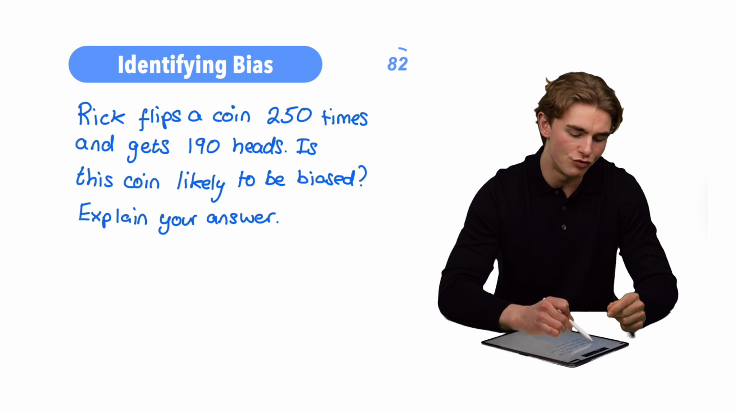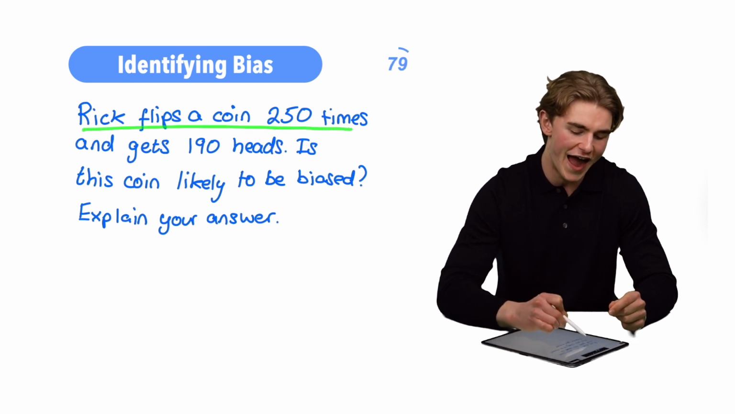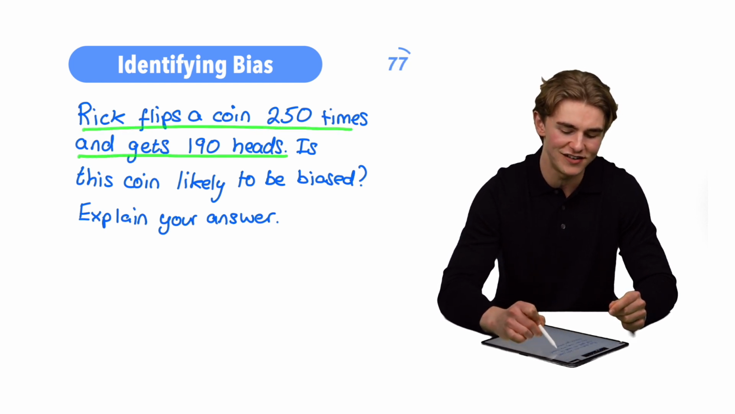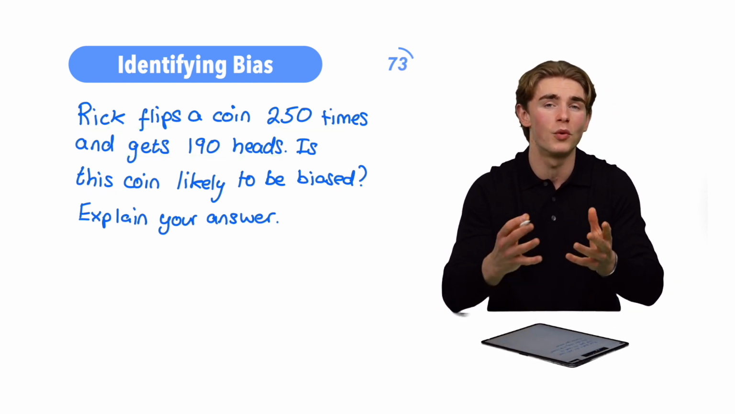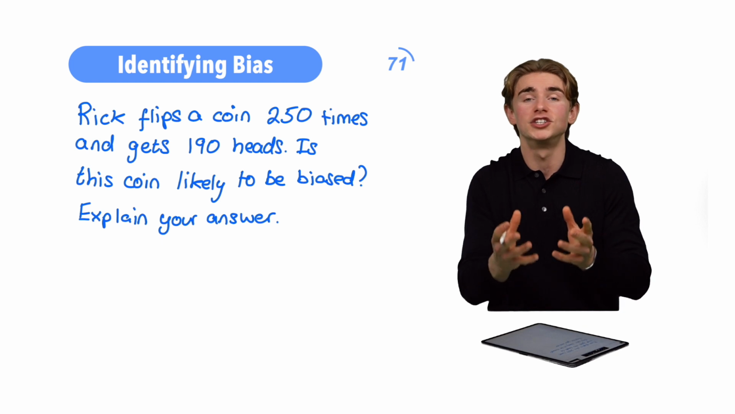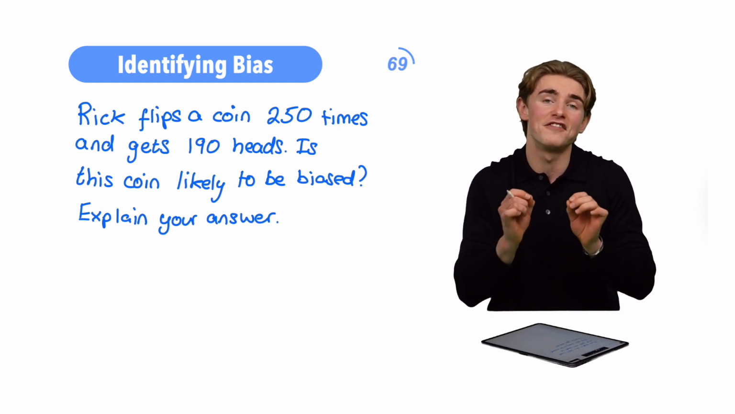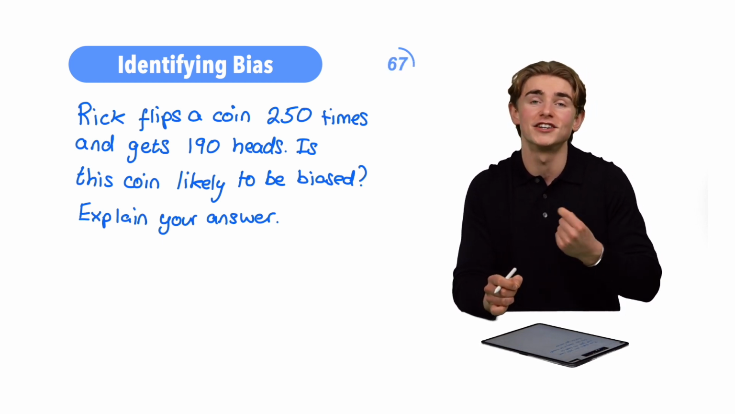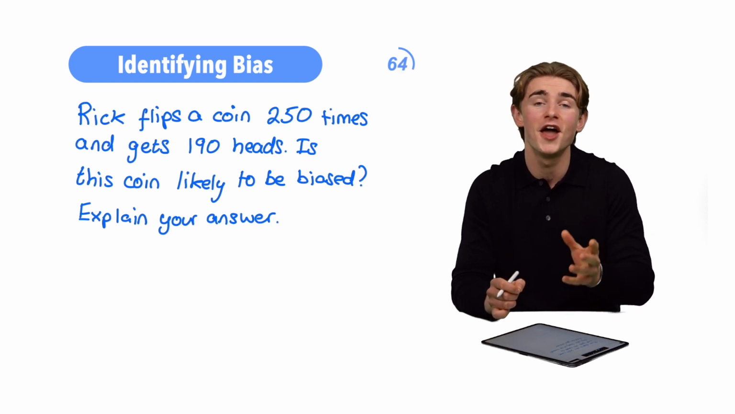The question says that Rick flips a coin 250 times and that he gets 190 heads. We're then asked if the coin is likely to be biased based on these results. What do we reckon? Well, we know that a coin should have a 50-50 chance of landing on heads and tails. In other words, there should be a 0.5 probability of getting a heads.